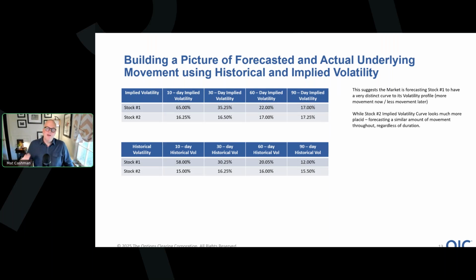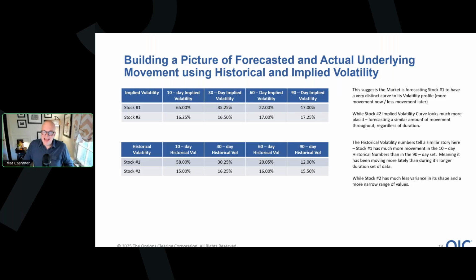However, I do think that volatility does cluster and that it can be helpful to build a framework to be able to understand how much something has moved and how much of that is being priced into the next same number of days. So in this case, you see stock one as having a much higher 10-day vol, right? It's moved on a 58 for the last 10 days, 30 on the last 30 days, 20 and 12 on the 60 and 90 days. So this historical volatility number tells the same basic story for stock one. It's moved a lot over the last 10 days and not so much over the last 90 days. Stock two has much less variance in its shape and more of a narrow range.